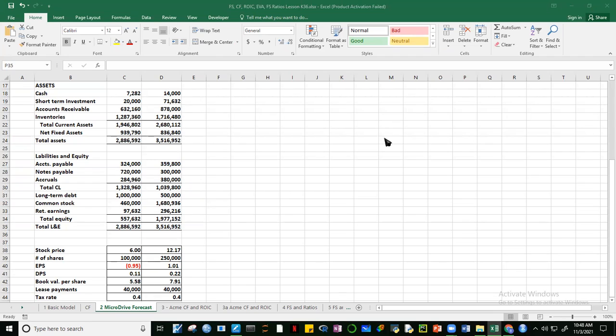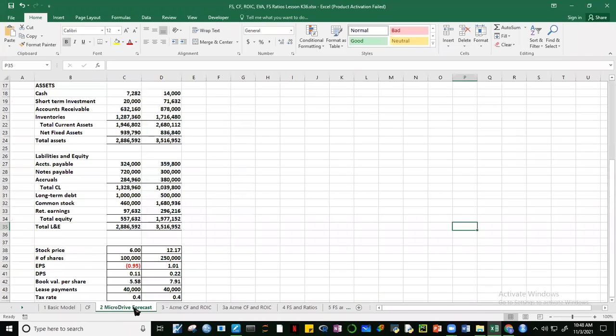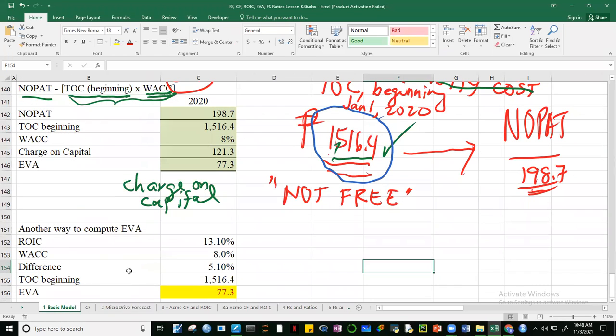Sir, I have a question. Yes, sure. How many worksheets do we have to do po? Isa lang, ito lang. For the cash flow? Or for next Monday? Yes, for next Monday po. Ito lang, similar to the basic model. Okay, thank you, sir.